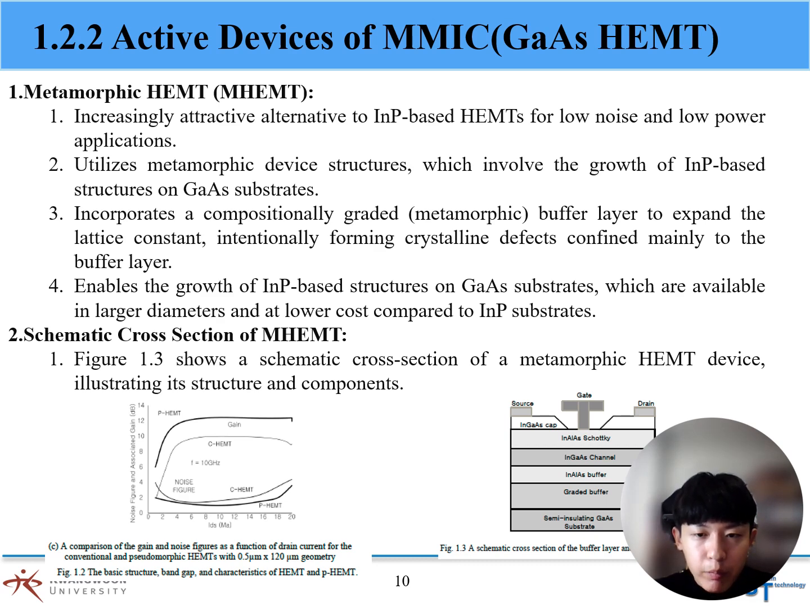compositionally graded buffer layer to expand the lattice constant, intentionally forming crystalline defects confined mainly to the buffer layer. It enables the growth of InP-based structures on GaAs substrates, which are available in larger diameters and at a lower cost compared to InP substrates. Figure 1.3 shows the schematic cross-section of a metamorphic HEMT device, illustrating its structure and components.